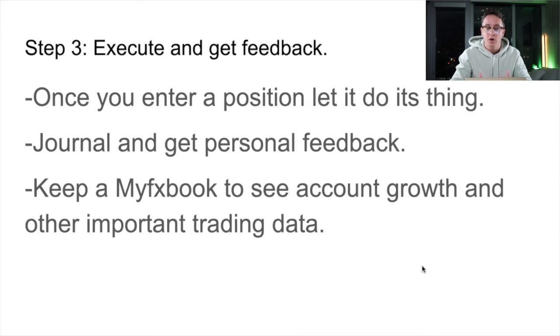So you want to look at the end of the month or maybe the end of the week and say, okay, what am I doing right? What am I doing wrong? Are more of my trades buys or sells? What is my win rate? What's my average percentage that I'm getting per trade? And you want to be able to have all this feedback.